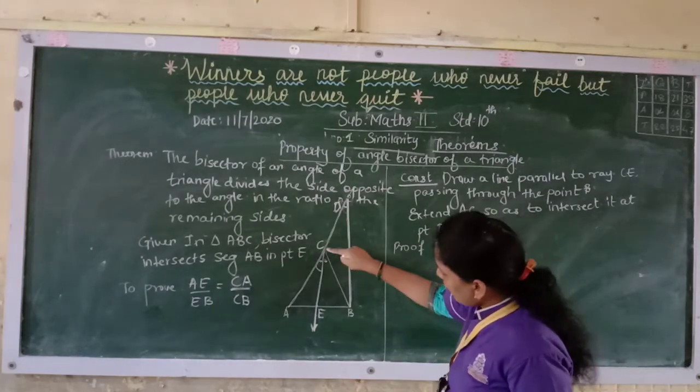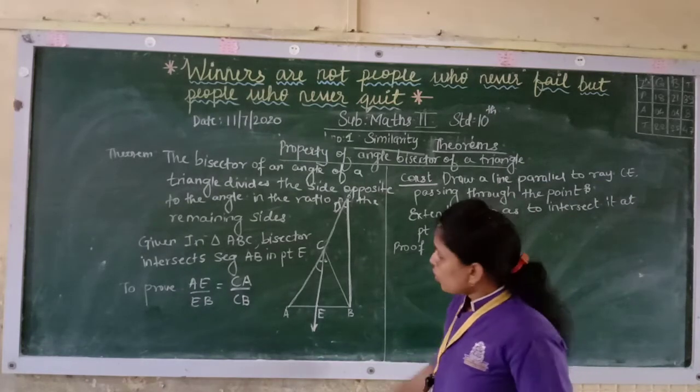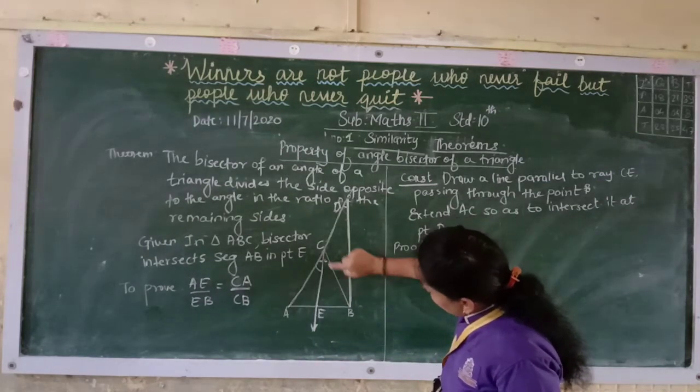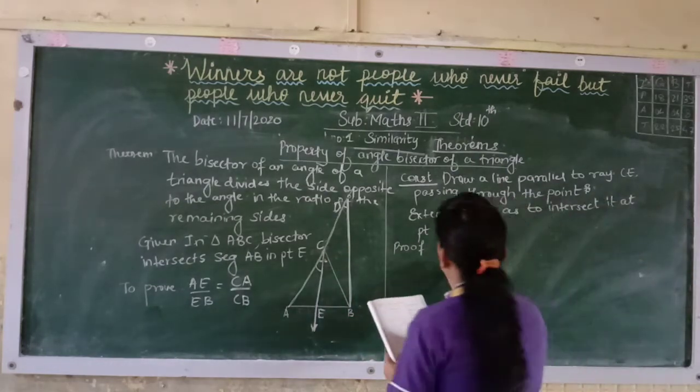Next, you have to take CB as the transversal. So you will get alternate angles here. So these two angles first you have to write. So first we will write the corresponding angles.